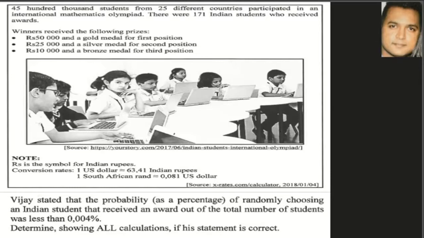Vijay stated that the probability, as a percentage, of randomly choosing an Indian student that received an award out of the total number of students was less than 0.004%. Determine, showing all calculations, if his statement is correct.